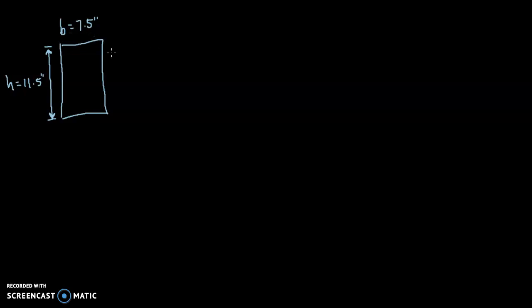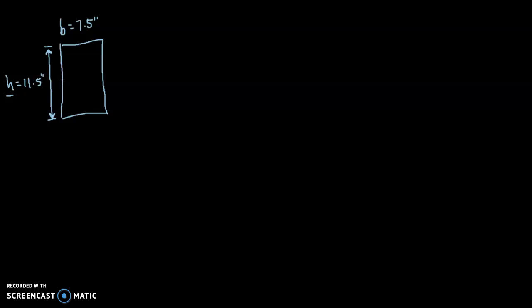If you look at example 14-1 in the textbook, we are given a timber beam, and if we look at the cross-section of this beam, it has a width b of 7.5 inches and a height h of 11.5 inches. So, as I said earlier, typically with steel sections, we refer to the depth d. With other materials, such as timber in this case, or concrete, we do tend to use h for height.